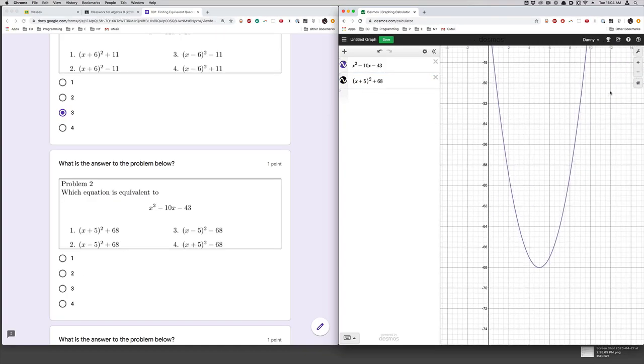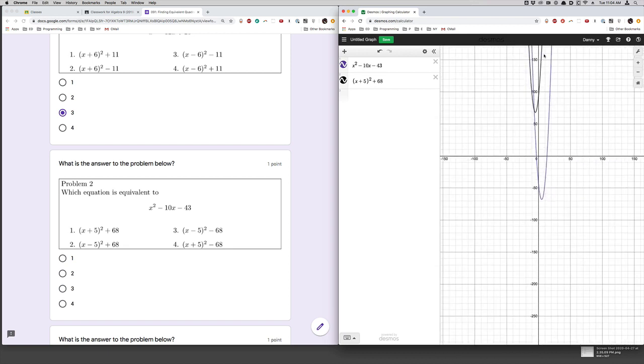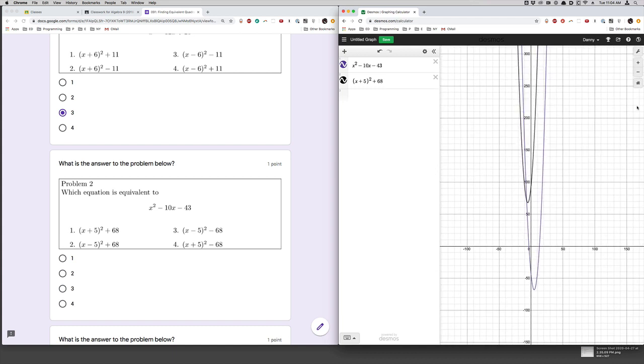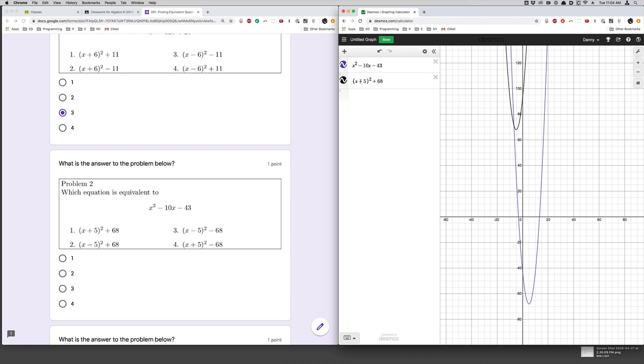And let me zoom out a little to find that other graph. So that black graph is way up here, whereas the purple graph is going down here, so they are not equivalent. So let's go ahead and try another one. Let's try x minus 5 squared, because number 2 says x minus 5 squared plus 68. So put in a minus there. It's still not equivalent.